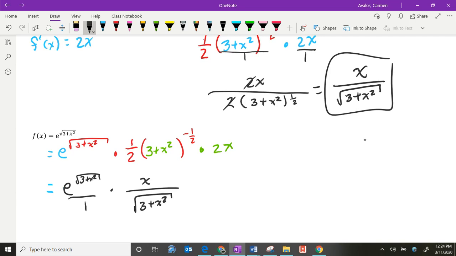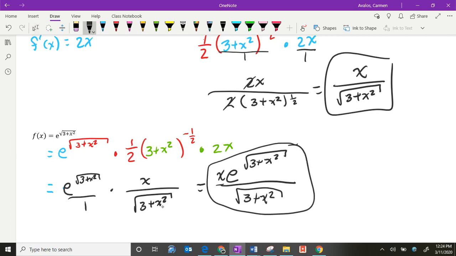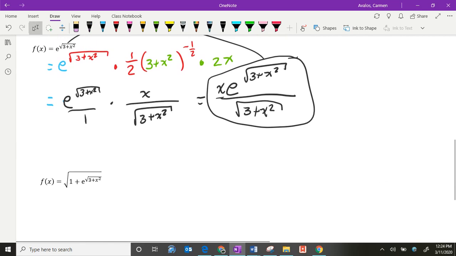This is over 1, so your final answer is e to the square root of 3 plus x squared times x, that's this x right here, numerator to numerator, denominator to denominator, all over 3 plus x squared. And so this here is the derivative of that problem right there. Okay, now let's just, for fun's sake, add one more thing to it.